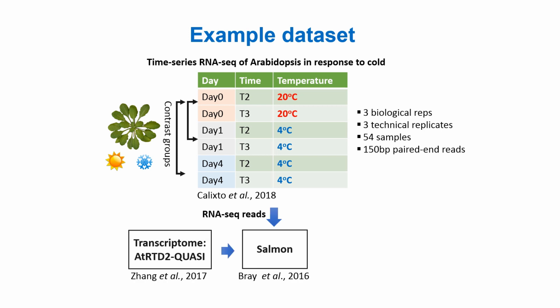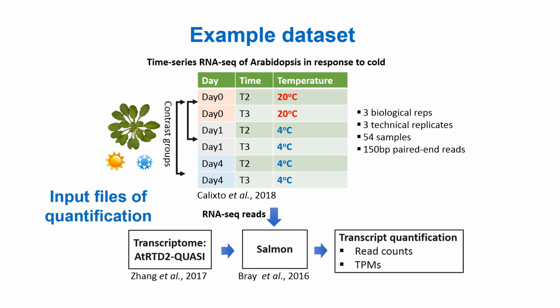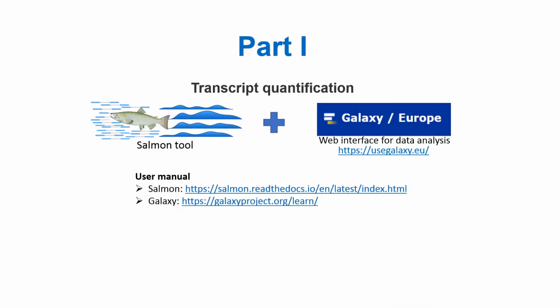The RNA-seq reads were input to Salmon together with the reference transcriptome AtRTD2 to generate read counts and TPMs of the transcripts. Part 1. I will briefly show the transcript quantification process. If you want to know more details, please go to the Salmon and Galaxy user manuals in these links.